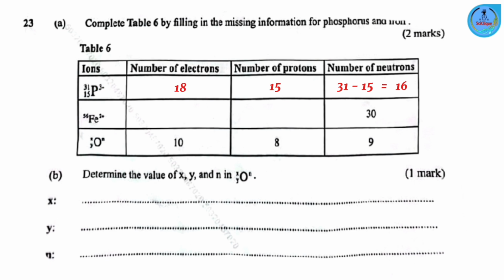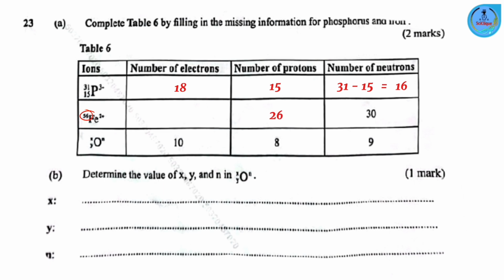Okay, let's move on to the next one, the iron ion. Get it? The iron ion. So in the case of the iron ion, we are being told that the number of neutrons are 30. So the mass number is 56. So we are going to take 56 minus the number of neutrons, which is 30, to give us the number of protons, which is 26.